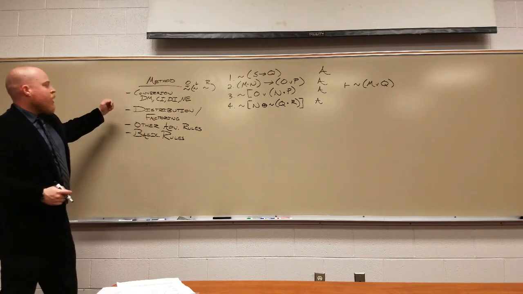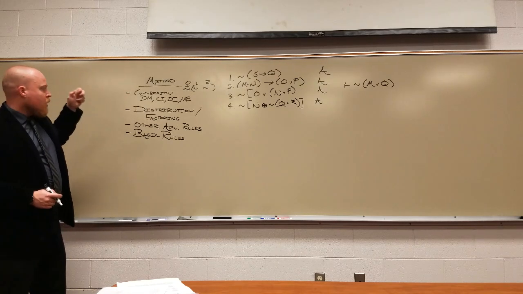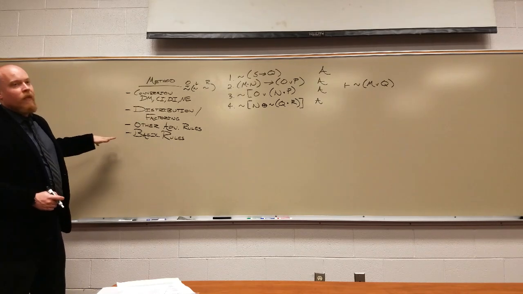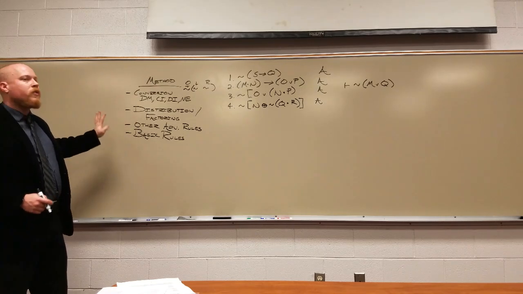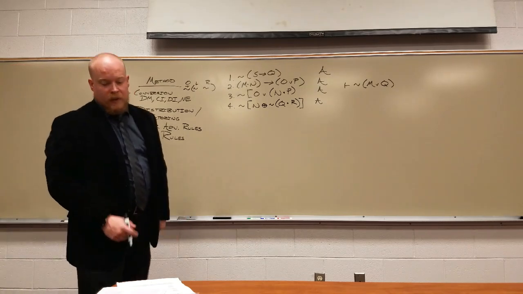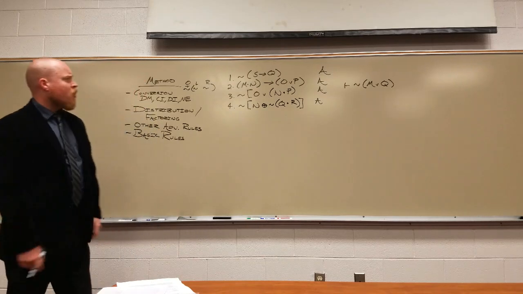So see if we can do that, see if we can do distribution, see if we can do any of the other advanced rules, and then go ahead and move on to the basic rules. Arrow out, and out, things we've been doing since Quiz 2, Quiz 3, pretty much all the previous quizzes. So what I want to do is get started on this one.